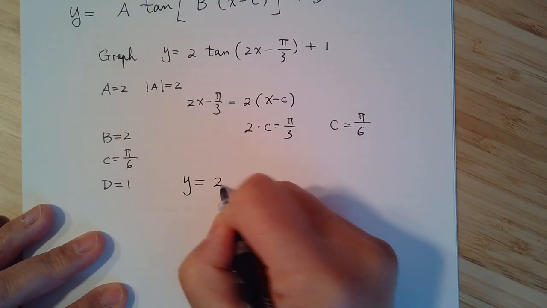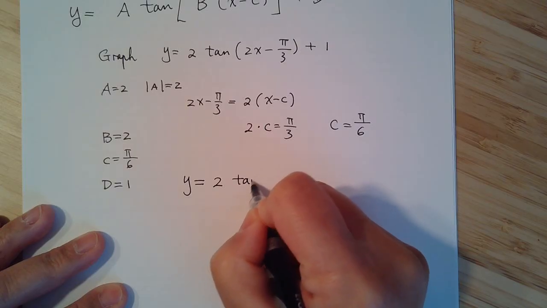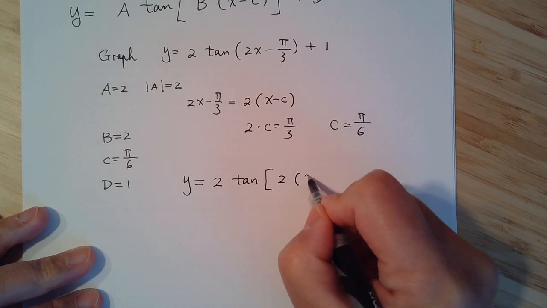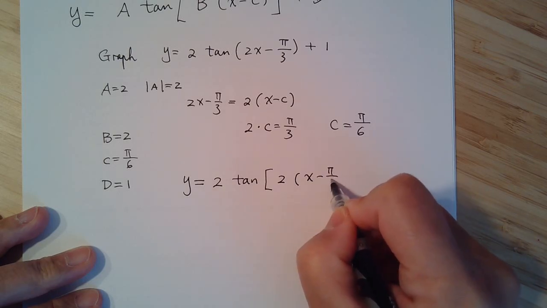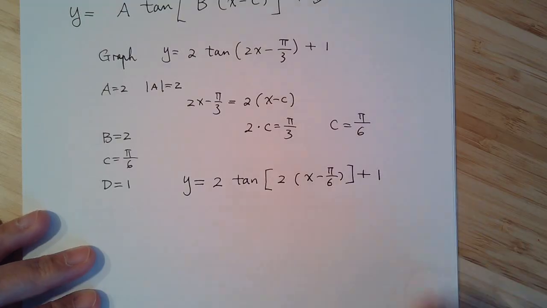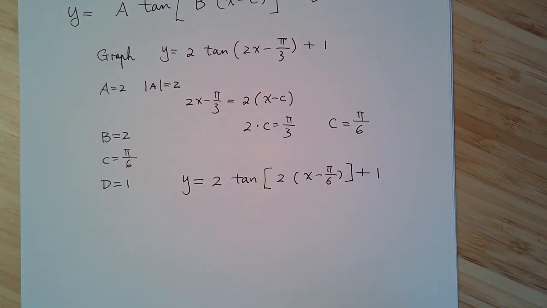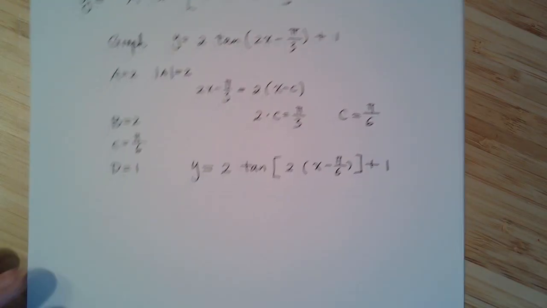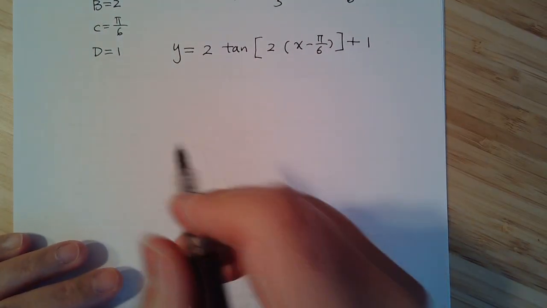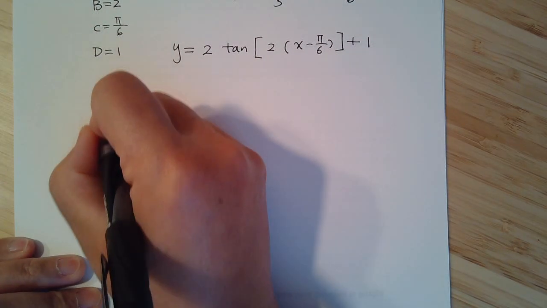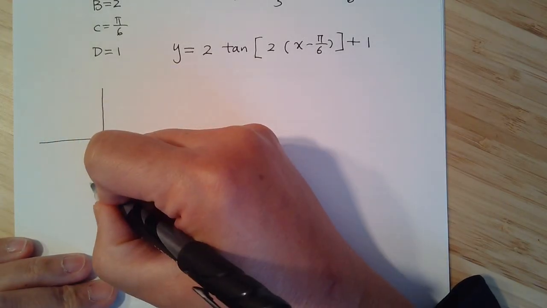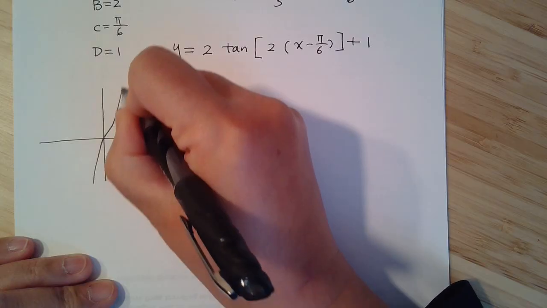y equals 2 times the tangent of 2 times x minus pi over 6, plus 1. All right, I need you to graph this guy. When you graph this guy, you start from the parent function. What does the parent function look like? The parent function looks like this, isn't it?